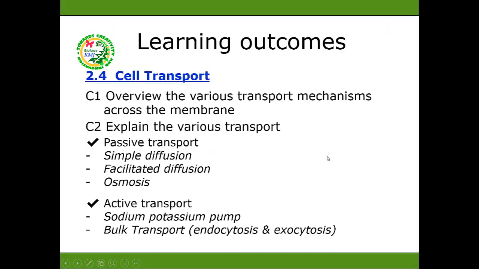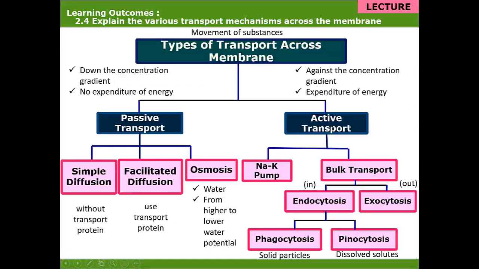The learning outcomes for subtopic 2.4, cell transport. Okay, first, we will overview the various transport mechanisms across the membrane. And second, we will explain the various transport types. It consists of passive transport, divided into three types: simple diffusion, facilitated diffusion, and osmosis. Whereas active transport is divided into two types: sodium-potassium pump, and also bulk transport, endocytosis and exocytosis.